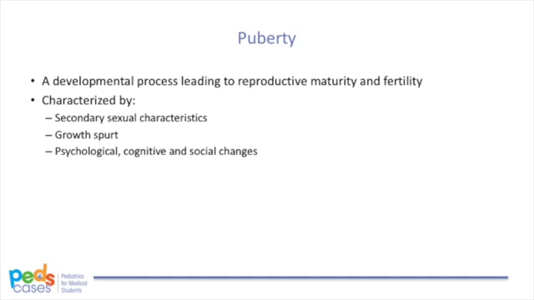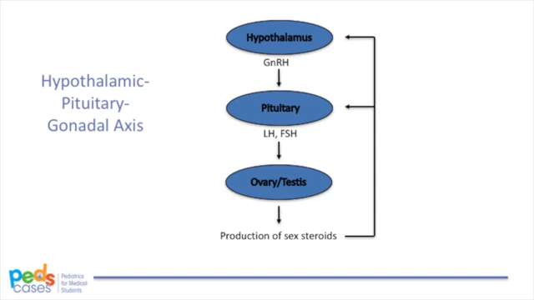Puberty, as we understand it, is not a single sudden event. It is a developmental process leading to reproductive maturity and fertility. Puberty is characterized by the appearance of secondary sexual characteristics, which we will discuss further in this video, the pubertal growth spurt resulting in final adult height, and the psychological, cognitive, and social changes that may extend beyond the completion of physical changes of puberty.